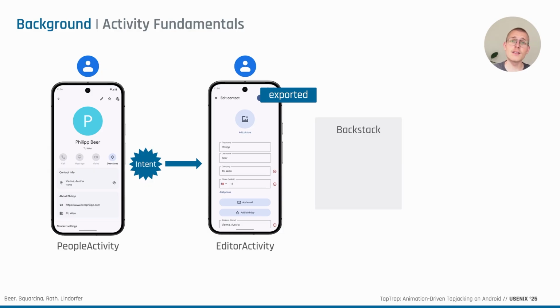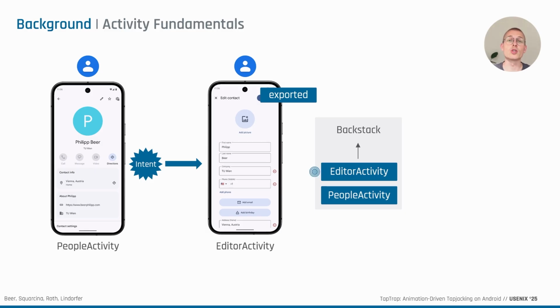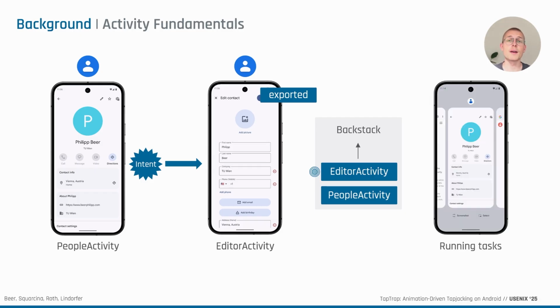And all of these activities are aligned in a so-called backstack that grows upwards. Typically, the element that is on top of the backstack is the one that receives user inputs. And then there is also the concept of a task. A task is a single element in the recent app list.